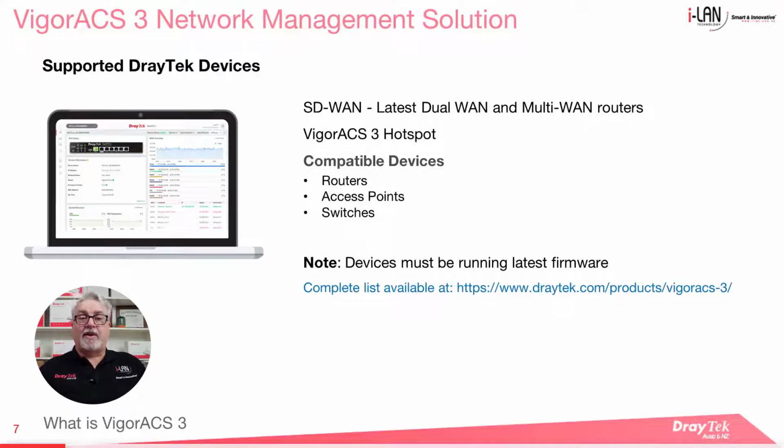Bear in mind that some functions in VigorACS 3 are only supported in certain products. SD-WAN is supported in the latest dual and multi-WAN routers such as the Vigor 2865 and Vigor 2927 series. Similarly, the Hotspot feature is only supported in routers that also have the Hotspot feature. There's a complete list of devices that are supported on the DrayTek website at the link shown here. I'll include that link in the description below, along with a link to our Australian product page. One point to note is that all these devices must be running the latest firmware version to be managed by VigorACS 3.